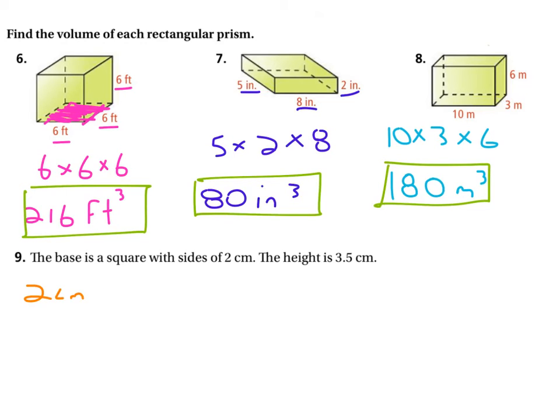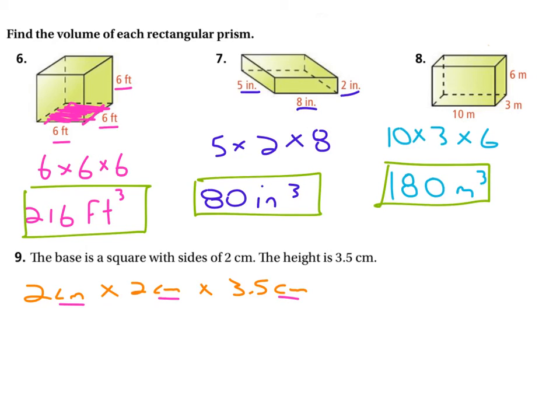2 centimeters times 2 centimeters, and the height is 3.5 centimeters. So you can see how we've got centimeters times centimeters times centimeters. So we'll get centimeters cubed. And then 2 times 2 is 4, and 4 times 3.5.